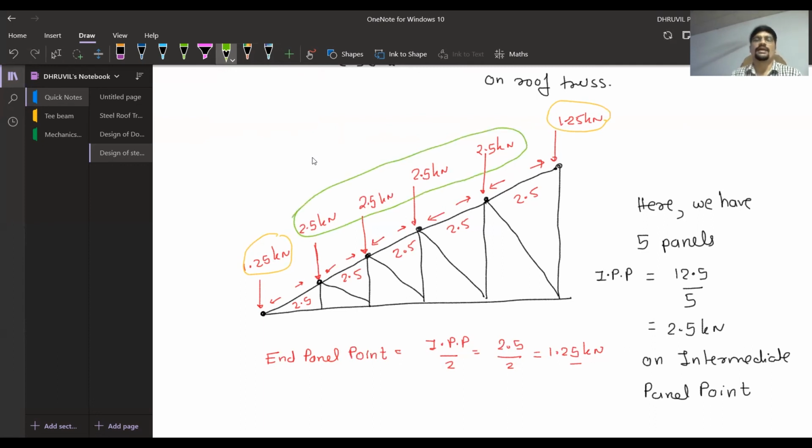In this way we can calculate the live load on the steel roof truss. I hope you all understand how to calculate the live load on the steel roof truss. So for today, that's it.